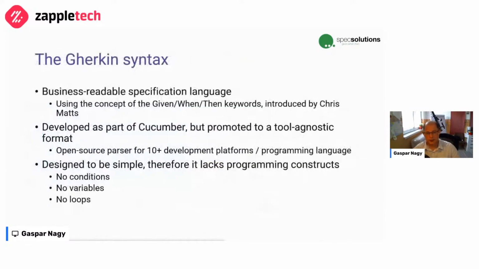The scenario that you have seen is formed in a format called the Gherkin syntax. It's a little bit silly name, but that's how it is. Basically, the Gherkin syntax defines these keywords, like the given, when, then keywords, the scenario keywords, and many others. So this is a business-readable specification language using these keywords. It was developed as part of the Cucumber project, but then promoted to a kind of tool-agnostic format, and now there are many different tools that are able to understand the Gherkin syntax.